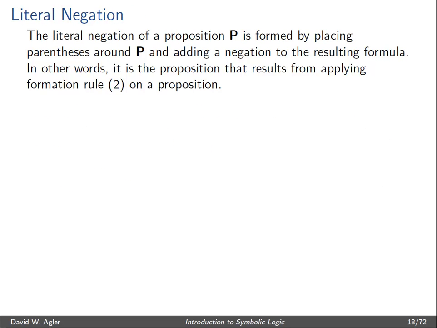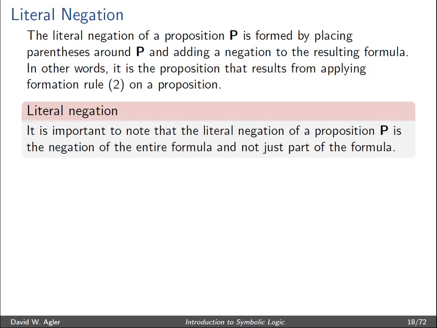Next, I want to turn to a discussion of what it means for a formula to be a literal negation of another formula. Now, one way of thinking about this is to say, well, how do I take a formula and form its literal negation? And the way you do this is to simply put parentheses around the formula in question and add a negation to it. If you remember the formation rules, which I talked about in an earlier video, the way you'd form a literal negation of a formula is to apply formation rule 2, which forms a negation of a formula.